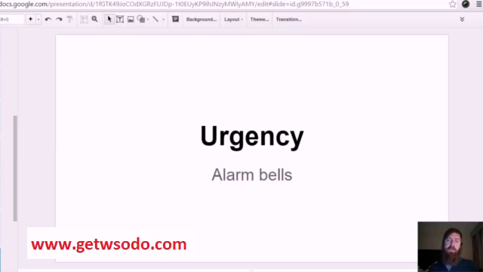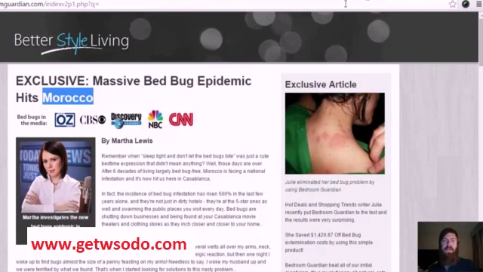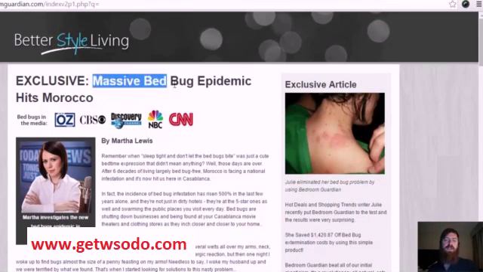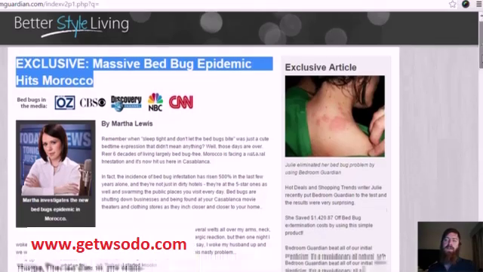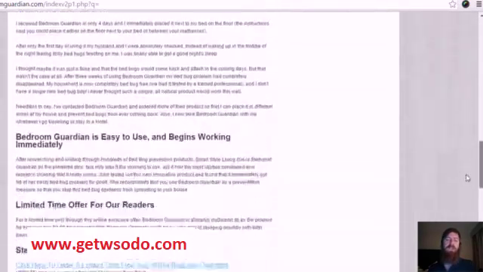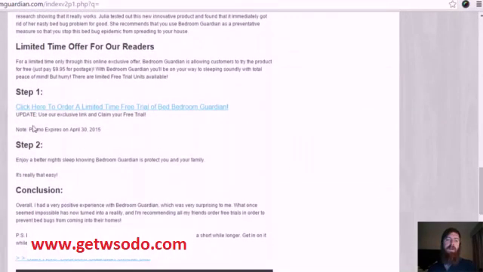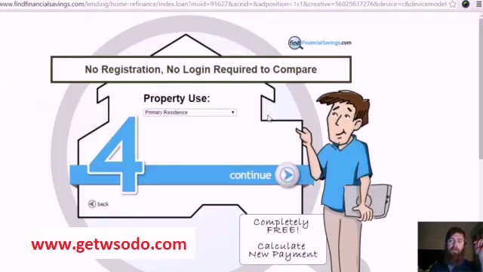For instance, here's some urgency first of all. Massive bedbug epidemic hits Morocco. Nobody wants to hang out with bedbugs. So there's a little bit of urgency there. But most importantly, the promo expires today. If you want a good promotional price, you're going to have to contact the company today. Is there any urgency here? No, there is not.